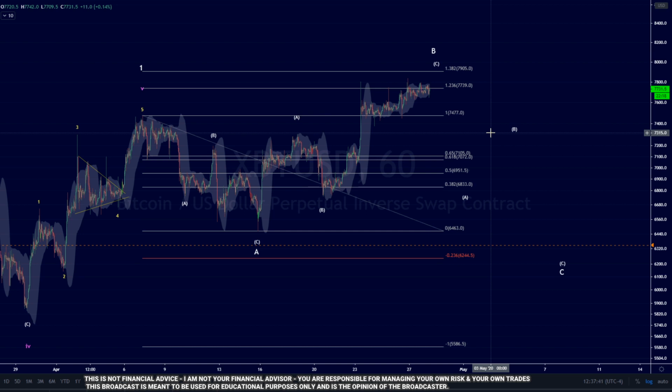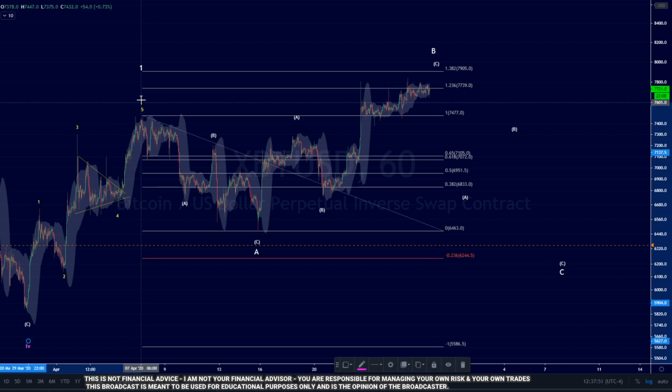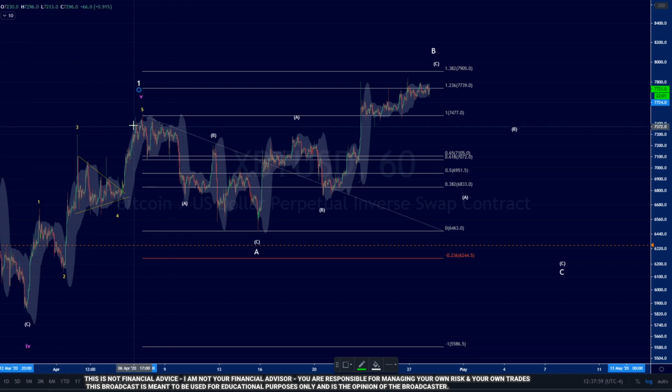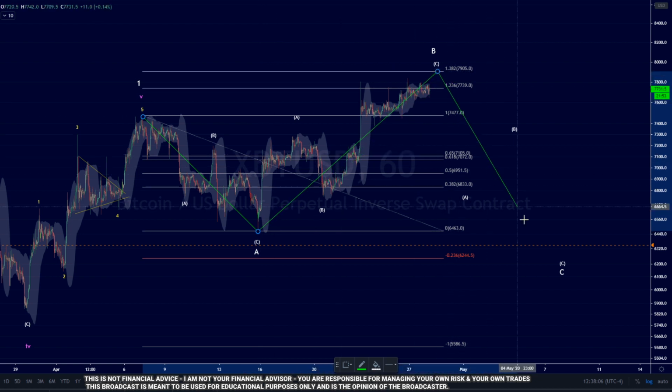I am not adding to that position. I'm going to wait for us to get a rejection at 7,900, assuming we do. I do believe, though, this is prime candidate again for an expanded flat, which means on an expanded flat, we have our three waves down into the big A, our three waves up into the big B, and then we go down for the big C, okay? And more than likely, if we're going to keep any kind of geometry, this is going to go out to about May 12th, okay? May 12th.